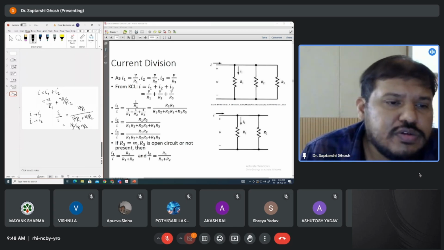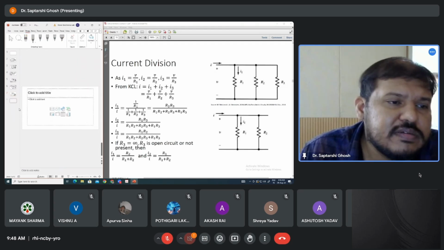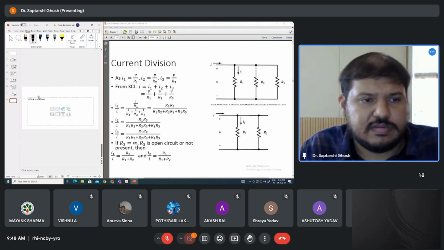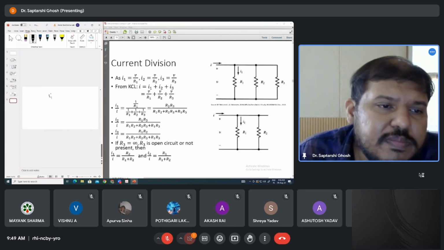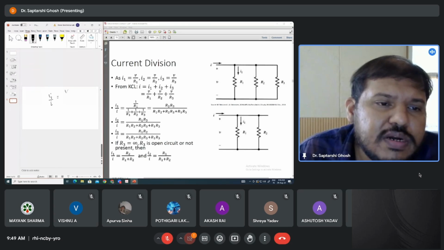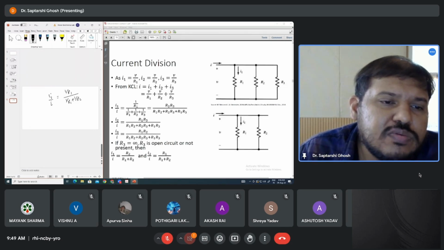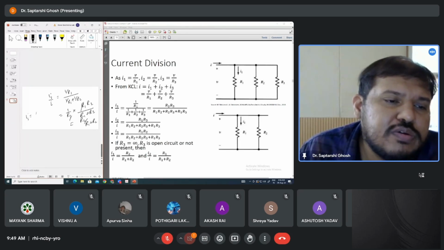Okay. So if you further simplify this, I1 by I, you are getting 1 by R1 divided by 1 by R1 plus 1 by R2. That is 1 by R1, R1 R2 divided by R1 plus R2. So this will get cancelled. It will be R2 divided by R1 plus R2. So I1 will be equal to R2 divided by R1 plus R2.